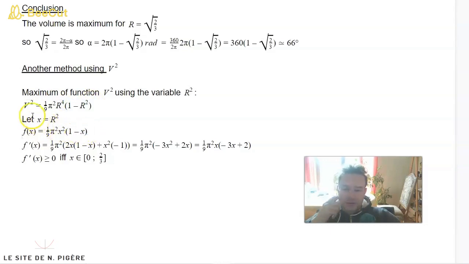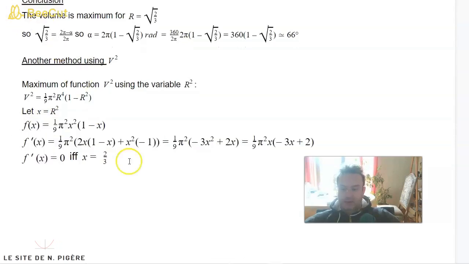So if you want to maximize the volume, it would be enough to maximize the square of the volume, that is, maximizing the function f in terms of this new variable x, which is r squared. So now we have a much simpler function f, 1 over 9 pi squared x squared times 1 minus x. So now it's pretty easy to calculate the derivative of this function f.